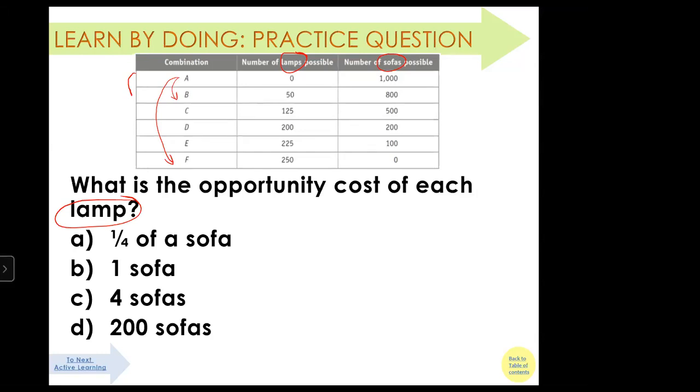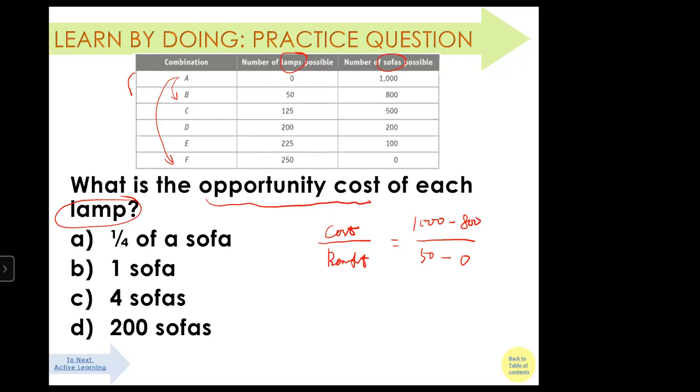Okay, so now let's see what happened. So if we look at A versus B, again, the way we calculate opportunity cost, we use cost divided by benefit. And so here, what is the benefit? You gain 50 minus 1 lamps. And what do you give up? So that is your cost. You give up 1,000 minus 800 so far.